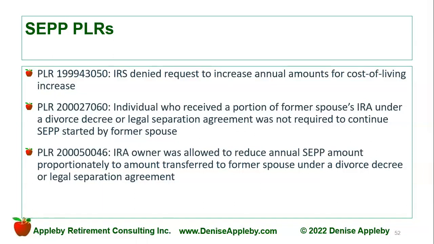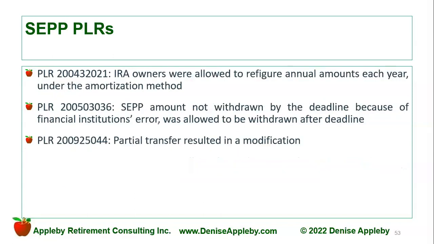In 2002-7060, someone had to give up some of their IRAs under a divorce decree. And the question that came up is, if someone has to give up 50% of their IRA, should they continue taking the original amount of the 72T payment? And the IRS said no. If you gave up 50%, you can reduce your payments by 50%. And guess what? The spouse that receives the 50% that you gave up does not have to take 72T payments from that amount.